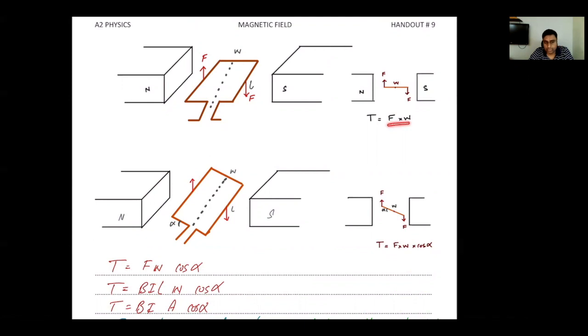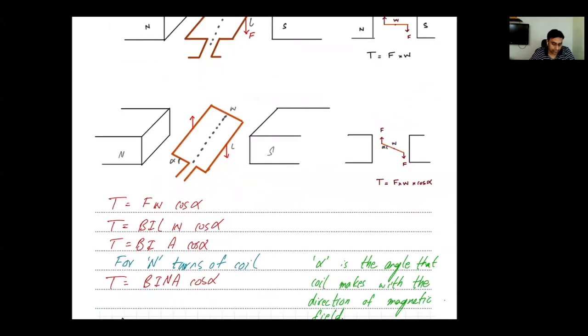But this is not how it's going to be always. Like the conductor is going to rotate, and when the conductor is going to rotate, it's going to make a certain angle with the horizontal. And if it makes a certain angle with the horizontal, the distance between the two forces would be W cos alpha. Whatever the angle the conductor makes with the horizontal or with the directional magnetic field lines, the torque would be F times W times cos alpha. And that's where we got this particular formula.